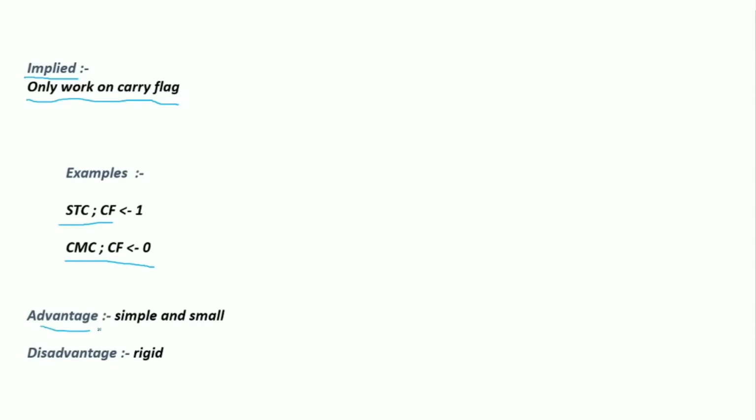So the last addressing mode is very easy, implied. So this only works on the carry flag, which we have learned in the flag register. So let me just give you the examples. STC, CF is getting the value 1. CMC, complements the CF. And the advantage is that it is very simple and small, and the disadvantage is that it is very rigid.